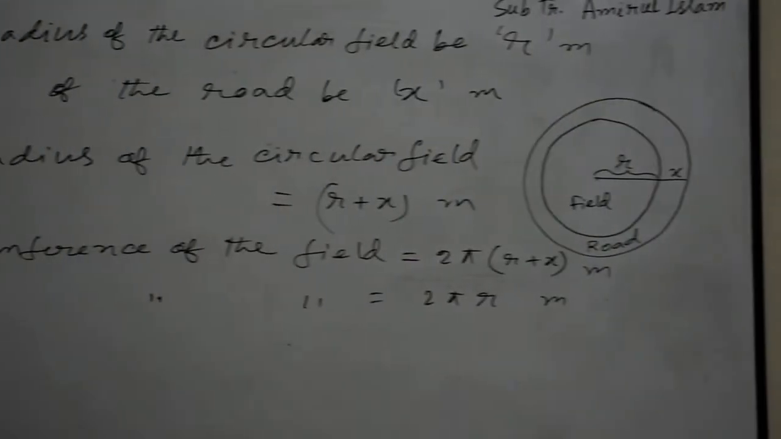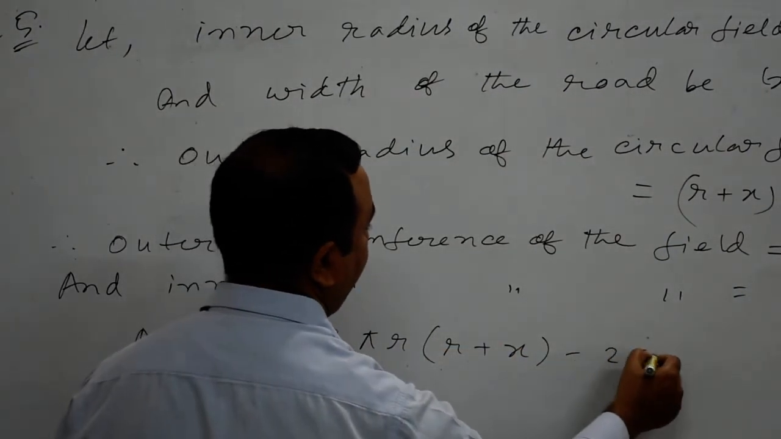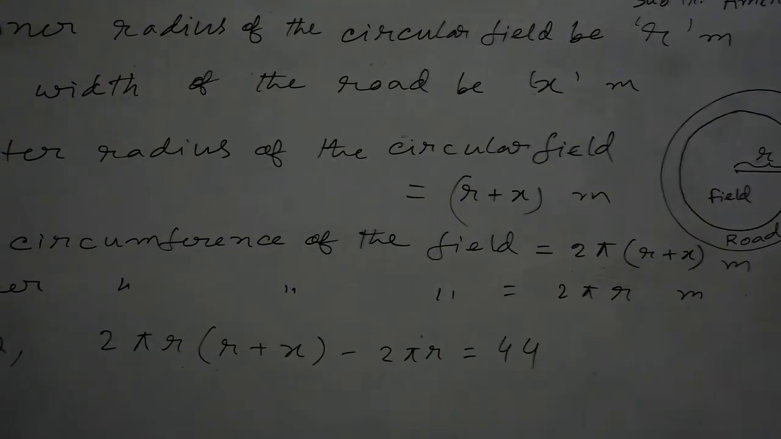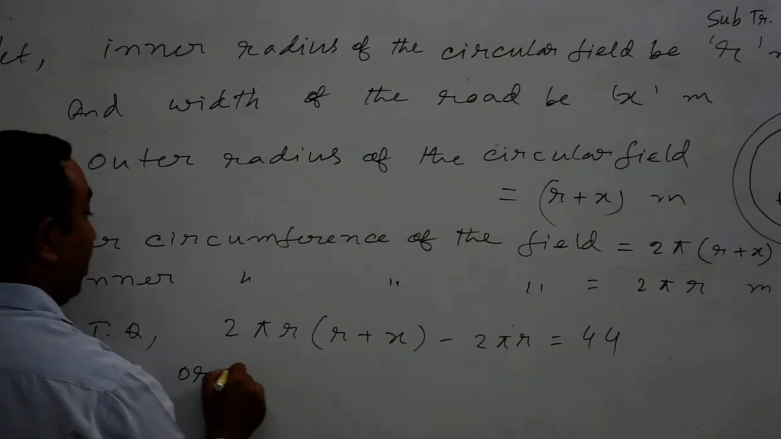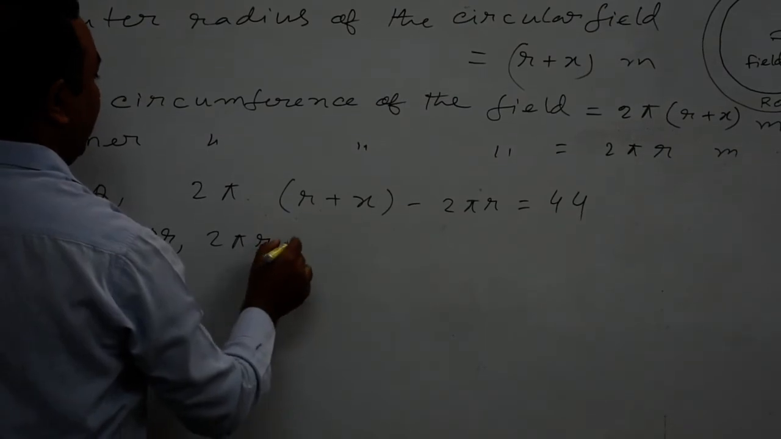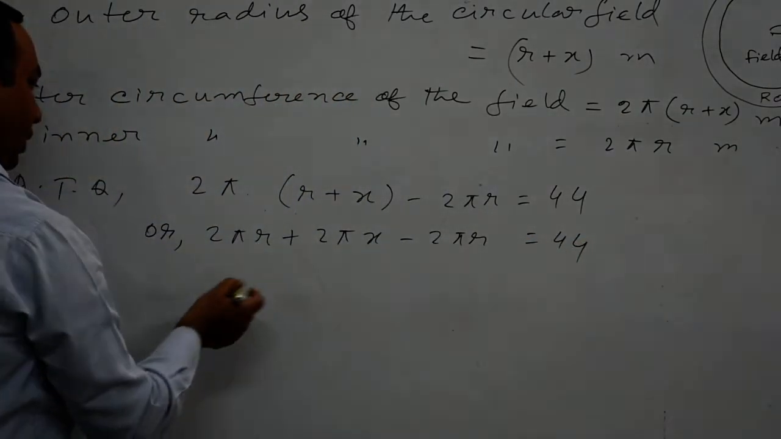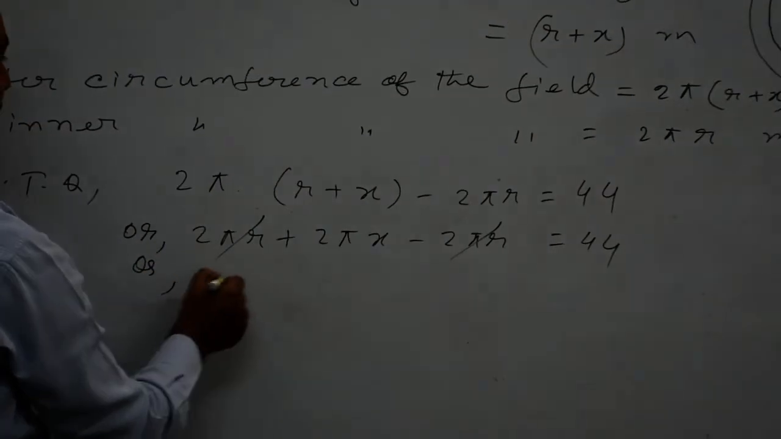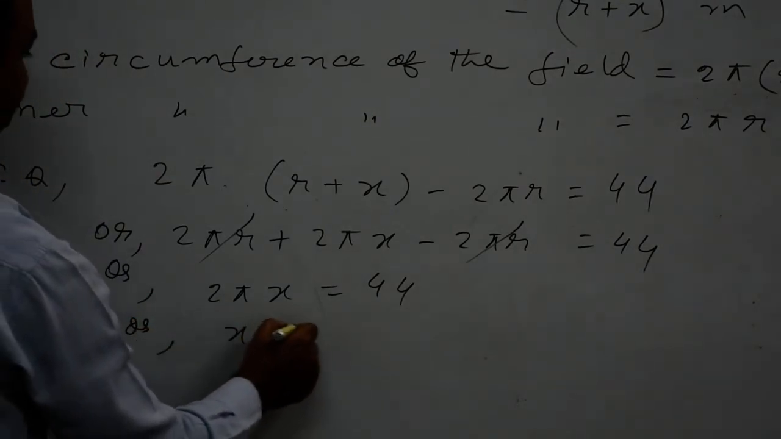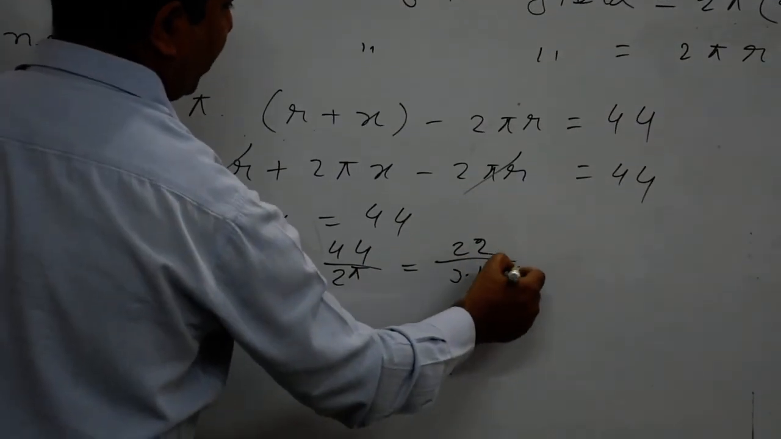So according to question, the difference of two circumference: 2 pi into R plus X minus 2 pi R equal to 44 meter. Now just calculate the value for X. 2 pi R plus 2 pi X minus 2 pi R equal to 44. You can omit this term. So what will be the result? 2 pi X equal to 44. So X equals 44 by 2 pi equal to 22 by pi, means 22 by 3.1416.